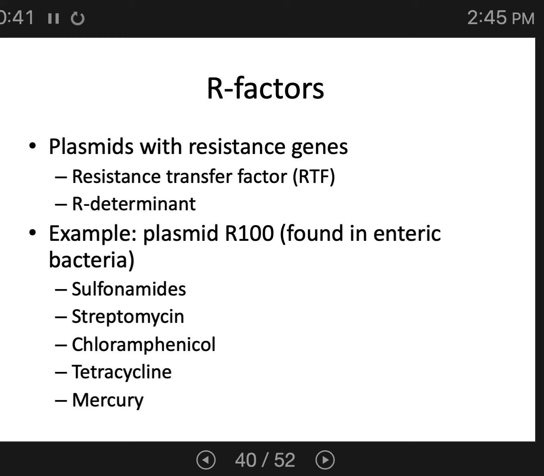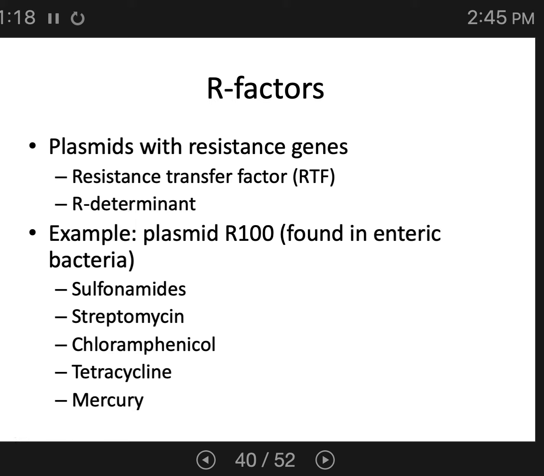Now, the two different components of these R factors are: the resistance transfer factor encodes production of enzymes involved in plasmid replication and conjugation. Okay, so this is the part that's going to be shared by F factors. F factors have this also. So the resistance transfer factor encodes conjugation, sex pili and other enzymes involved in moving the R factor around, moving this plasmid from bacteria to other bacteria. The R determinant includes the resistance genes. And there can be one resistance gene to one environmental stress. There could be lots of resistance genes.